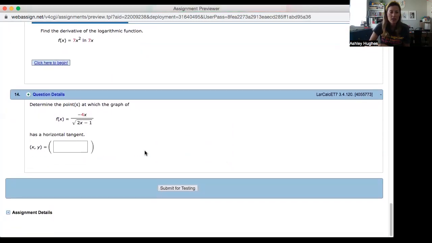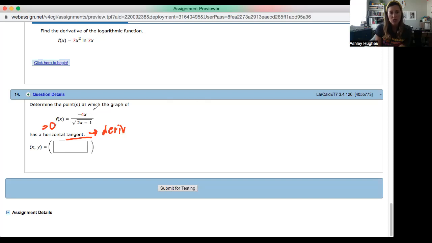And then this one, determine where that graph has a horizontal tangent. A horizontal tangent is just a way of checking to see if you understand. Tangent means derivative. The slope of the tangent line is the derivative. Horizontal means the slope is equal to 0. So we take the derivative, we set it equal to 0.